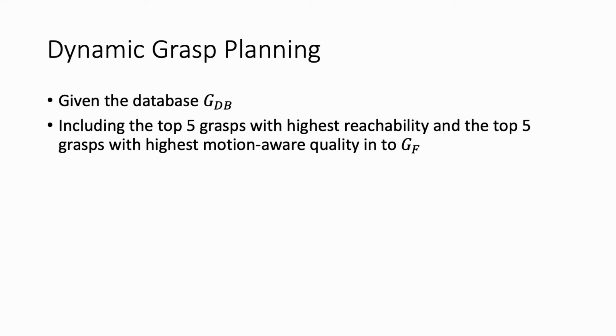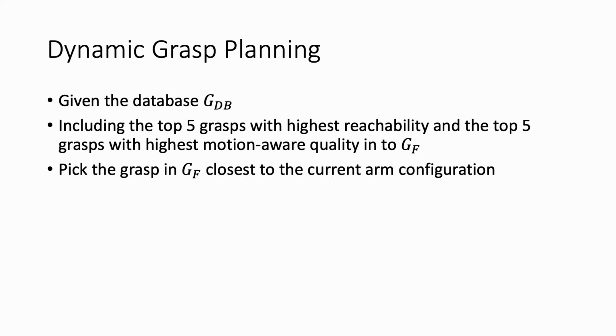Now that we have introduced the two functions, the reachability function and the motion-aware quality function, we will now present the final grasp planning algorithm that uses these two functions as two ranking functions to quickly filter and then select grasps in our database in real time. For each target object, given the grasp database G-sub-DB, we include the top 5 grasps with highest reachability and the top 5 grasps with highest motion-aware quality into a filter subset G-sub-F. We then pick the grasp in G-sub-F that is closest to the current arm configuration. This makes sure the least arm motion is needed.